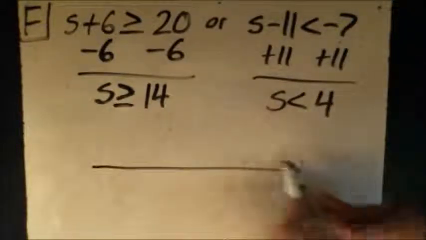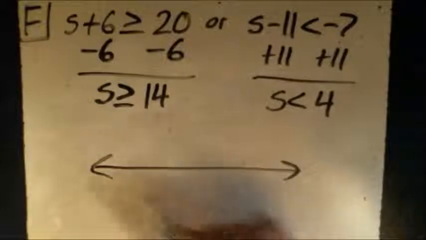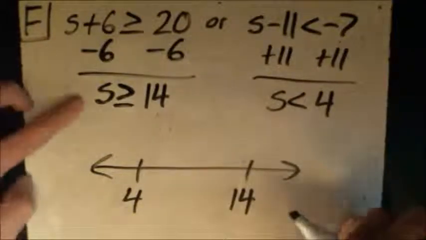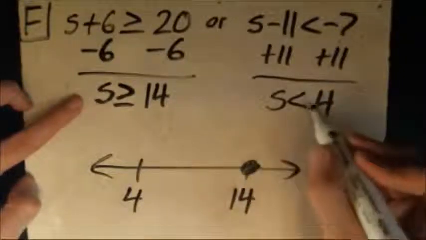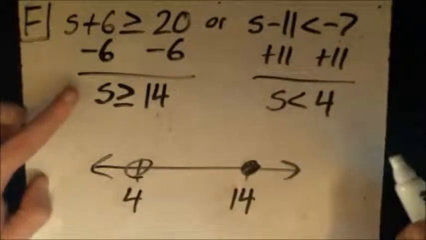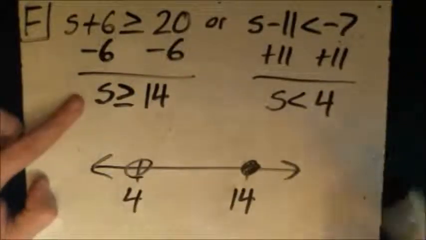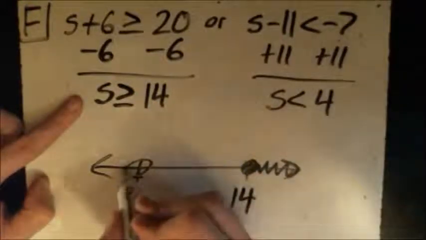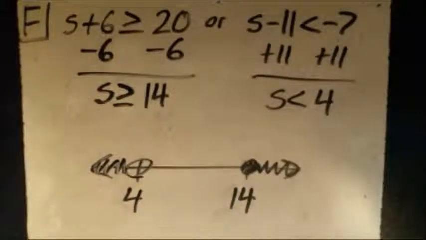So on my number line, my two numbers are 4 and 14. 14 is a closed circle. 4 is an open circle. I need to shade to the right of 14, but to the left of 4. So once again, when it's an OR, I have 2 dots, and they're shading in opposite directions.